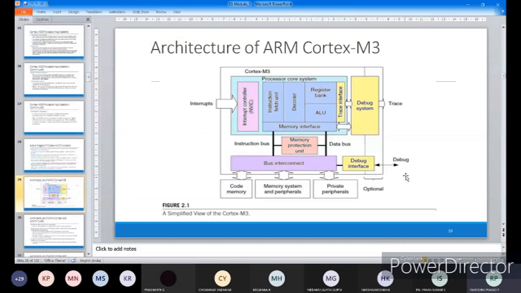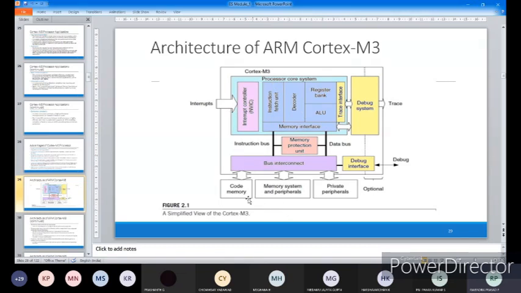Obviously this is one expected question: explain the architecture of ARM Cortex M3. So you need to draw this block diagram. Why is it a block diagram? Because it is simply telling which components are present in the processor. Whatever the processor requires, all of it has been provided here.